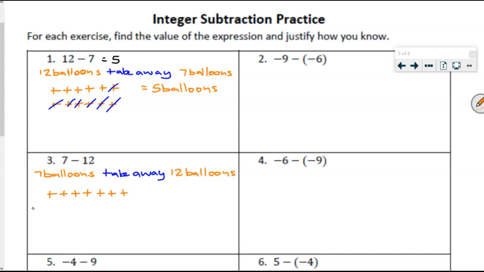Yeah, we'd have to look at our zero pairs, right? We'd have to turn into Dora. Oh no, we don't have enough balloons. And then we would have to, now just watch, we would have to draw a bunch of zero pairs, right? I'm not just drawing extra balloons. What I'm drawing is zero pairs.